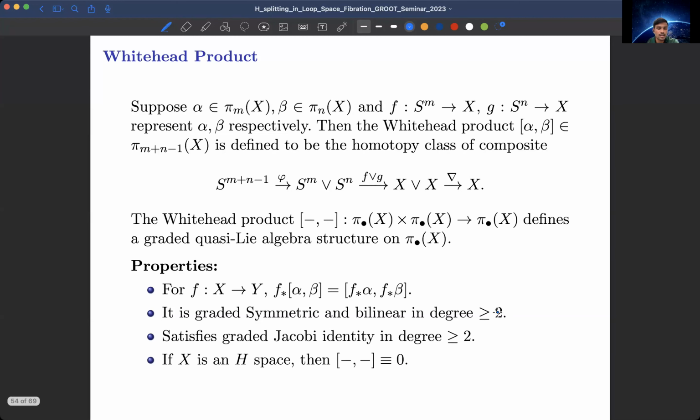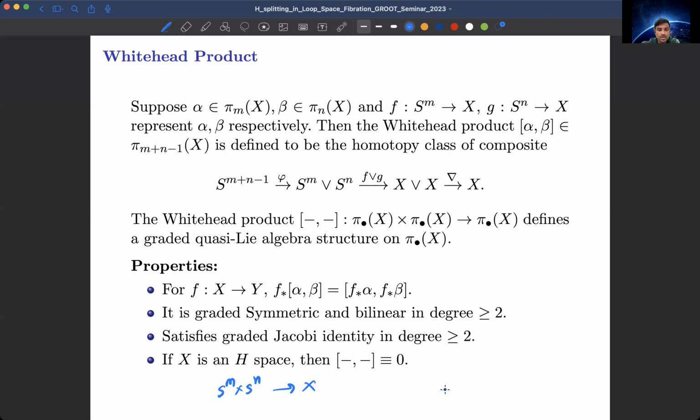Okay, and the last thing that we had here: if X is an H space, then actually all the Whitehead brackets vanish. And that is actually another thing, that the Whitehead bracket vanishes. Suppose this is the Whitehead bracket of alpha and beta. If this vanishes, then that means this alpha, beta here is trivial. So that means actually we can extend this to a map from S^m cross S^n to X, where if I restrict onto the first coordinate, this will be F, and if I restrict onto the second coordinate, that will be G.